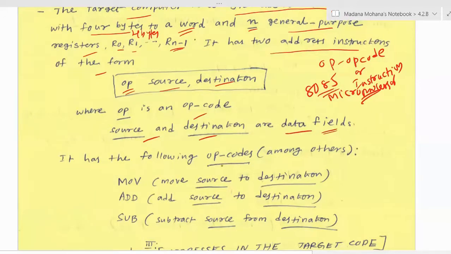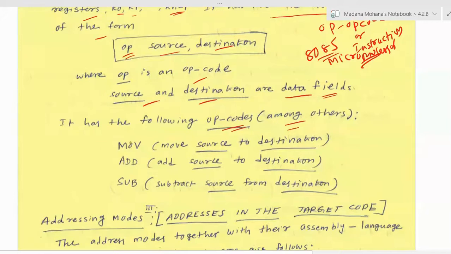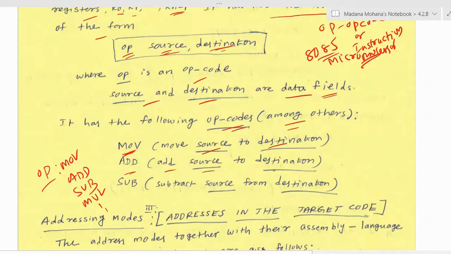So it has the following opcodes among others. In our previous examples, we already mentioned some of these. The opcodes are move, then add, then subtraction, multiplication, etc. These are all examples of opcodes. What is the use of move? Move source to destination. Whatever the source is can be moved to the destination. Then add source, destination means add source to destination, whereas subtraction means subtract source from destination. These are the meanings of the opcodes move, add, subtraction.